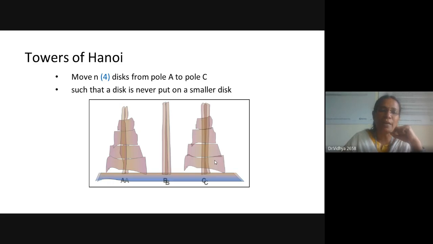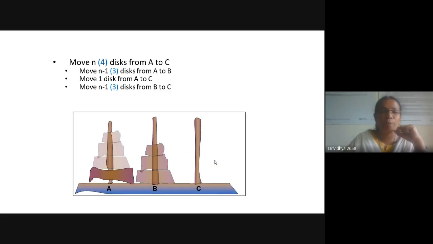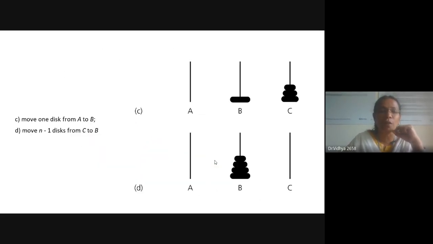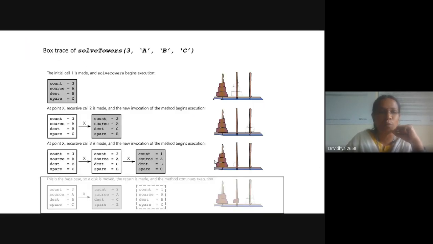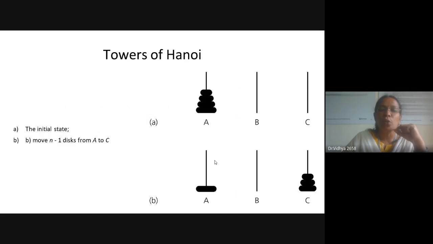Then let us come to this problem. Before that, let me let you know, 1 minute. Here you can see the states. The initial state is where pole A consists of all 4 rings. Then we move n minus 1 disks from A to C. So what is our destination pole?